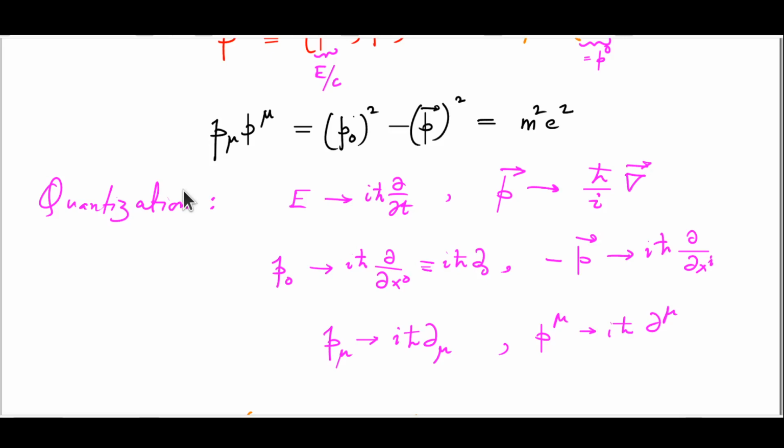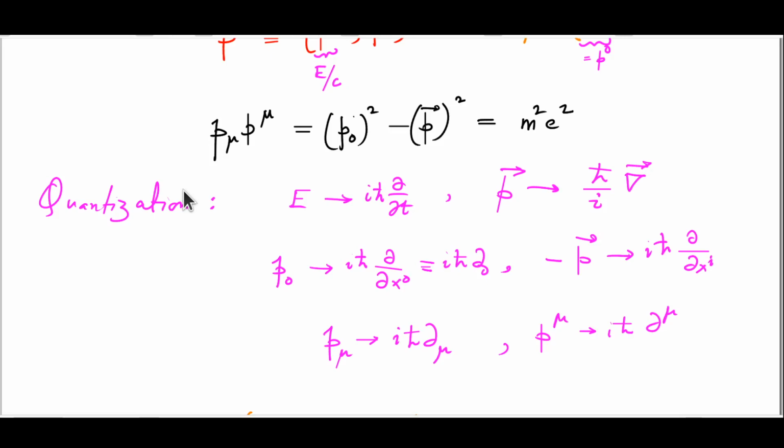The lower index on del 0 is a signifier that when you differentiate with respect to the components of a contravariant vector, you end up with a covariant vector. On the other hand, minus p vector, the spatial part of p lower mu, the covariant p, is given by i h cross del del xi, where the i h cross is there because of the extra minus sign which you get when you bring the i from the denominator to the numerator.